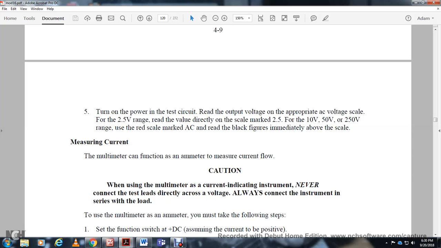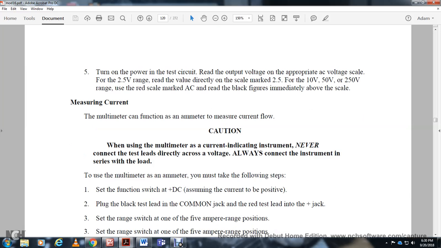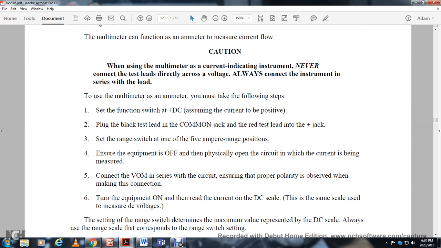Measuring current. The multimeter functions as an ammeter to measure current flow. When you use the multimeter as a current indicating instrument, never connect the test leads directly across a voltage. Always connect the instrument in series with the load. To use the multimeter as an ammeter, use the following steps.